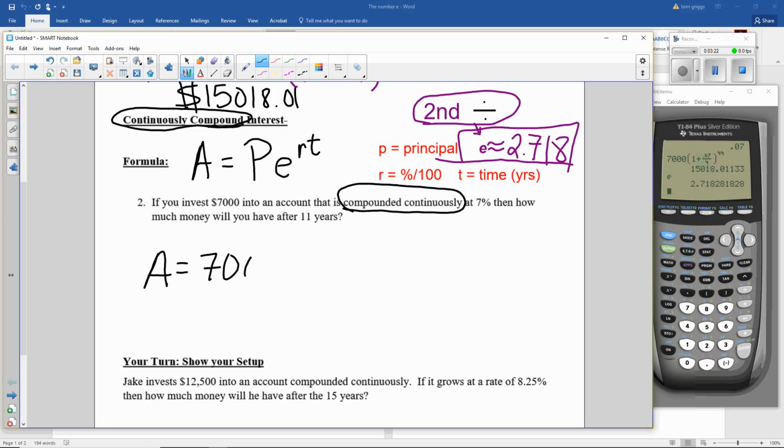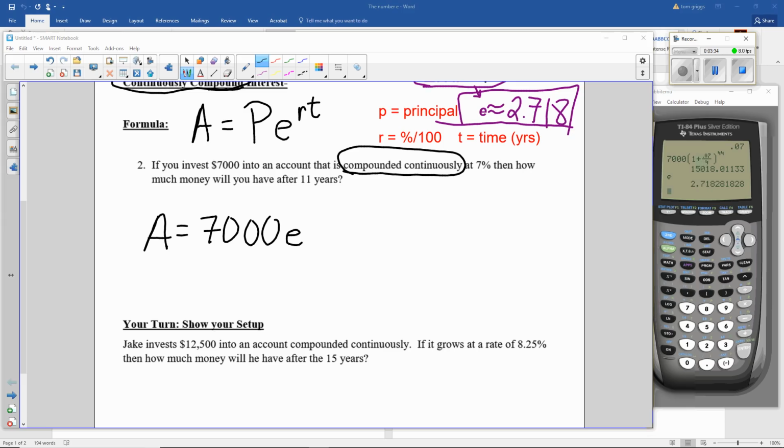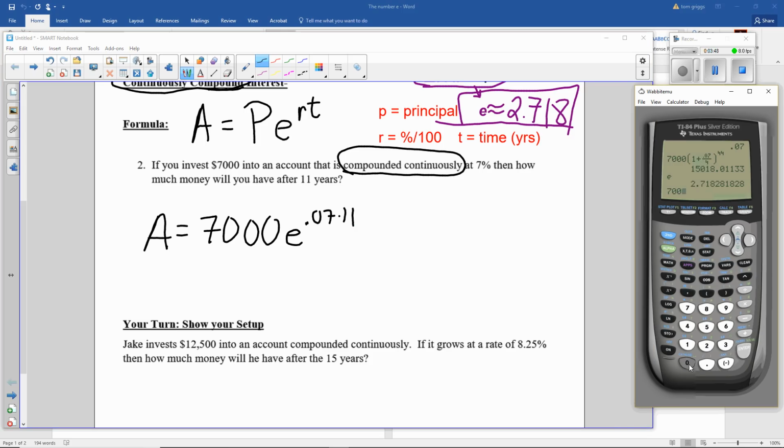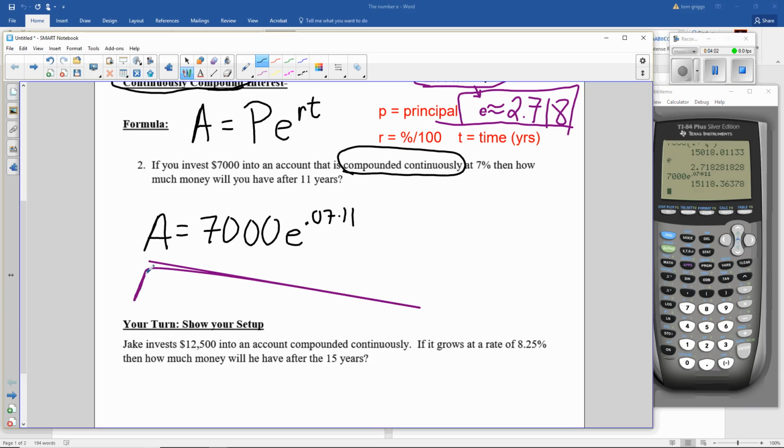So $7,000 is our initial principal. e is just a constant number. We already know 7% is 0.07 from the previous problem, and time is 11. And then again, we just type this in exactly like it looks. We talked a lot about applications in the stock market, about these interest problems, and this is just another tool, another formula that is used.